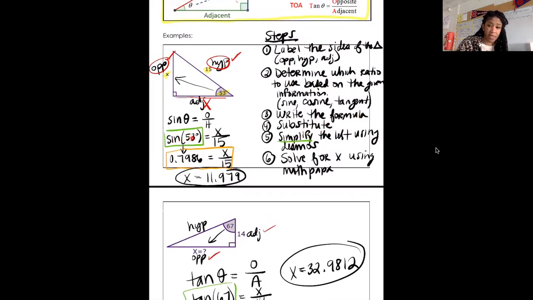You must simplify the left. Math Papa cannot work with trig functions. You have to simplify the left using Desmos, and then move on to step 6, solve for x using Math Papa. You could solve for x by hand, cross multiply, but always please check your answer using the Math Papa equation solver.